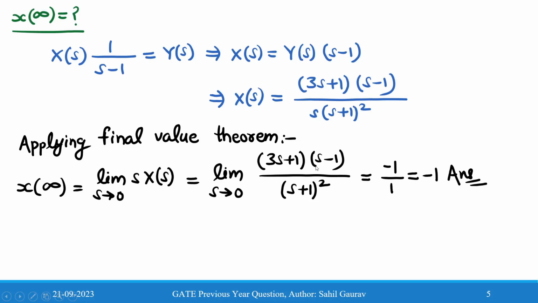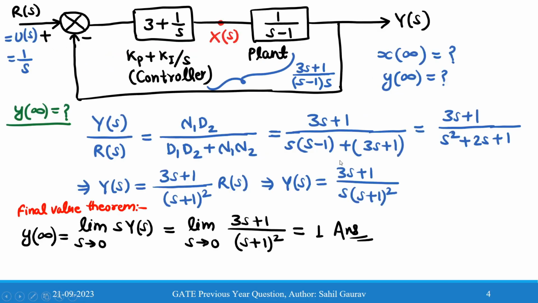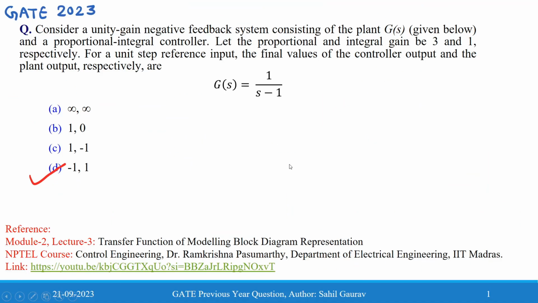So from here we can see that the controller output at infinite time is minus 1 and the whole system output is 1. So from the options we can see that option D is correct. So that's all for this problem. Thank you.